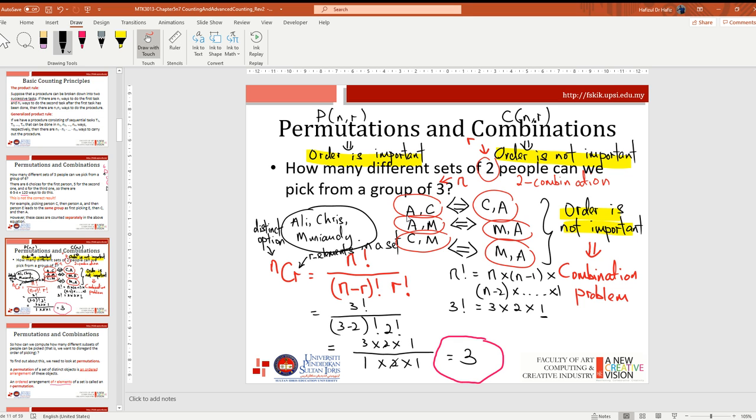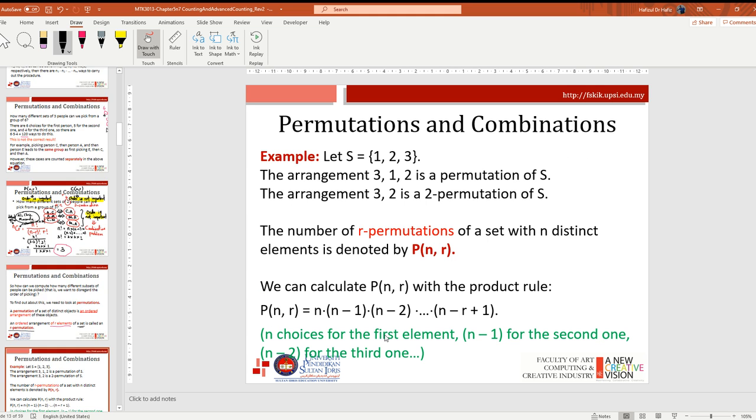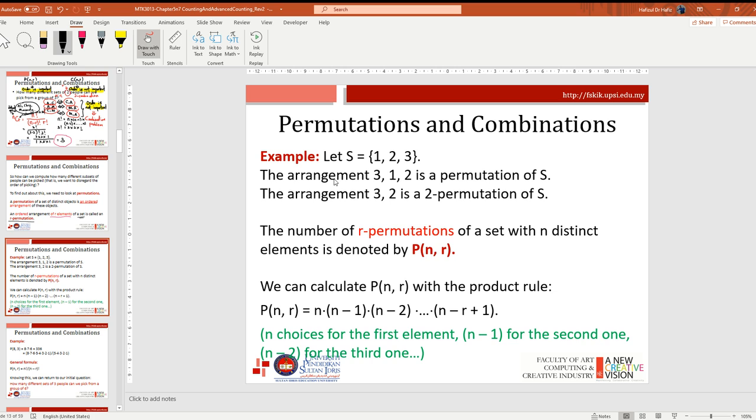So here, if you count separately, you can find A, C and C, A. This order is not important for combination, but for the permutation it is important. Order is important in an arrangement, and an ordered arrangement of r elements of the set is called an r-permutation. For example, let S be 1 to 3. The arrangement 3, 1, 2 is a permutation of S, and the arrangement 3, 2 is a 2-permutation of S.